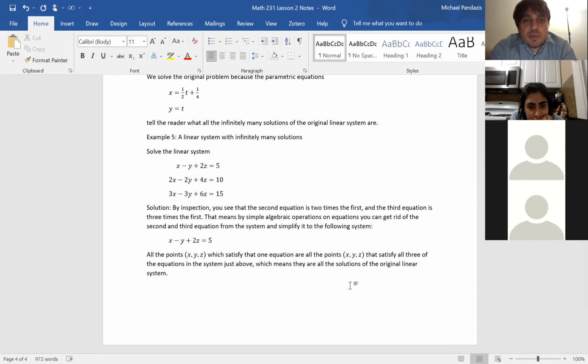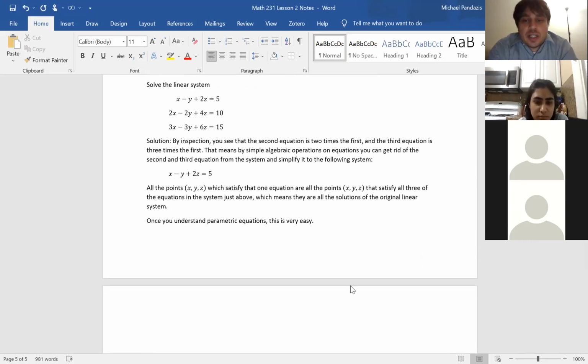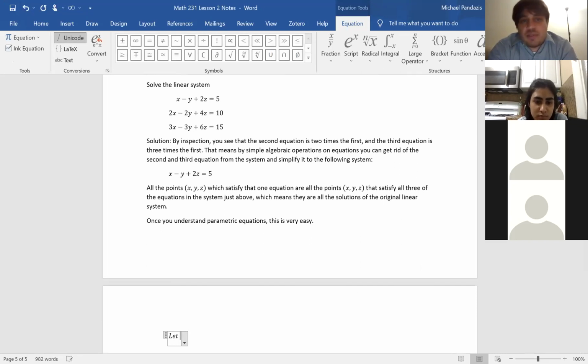So that might seem hard, but once you understand how to make parametric equations, it's very easy. So once you understand parametric equations, this is very easy. Okay, so let's let the last variable be t. So let z equal t.